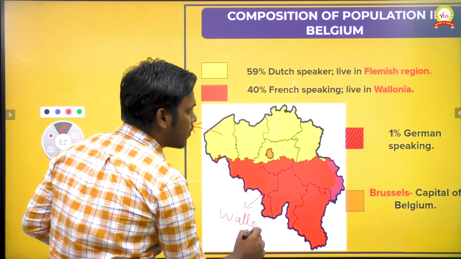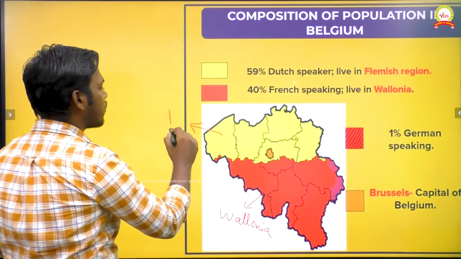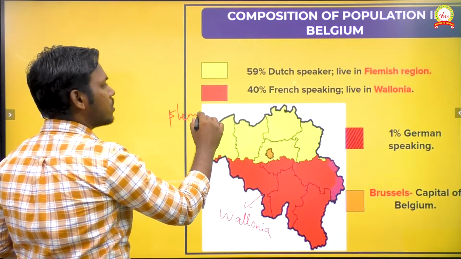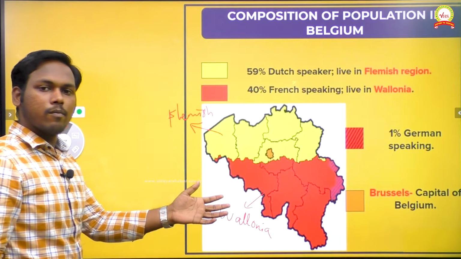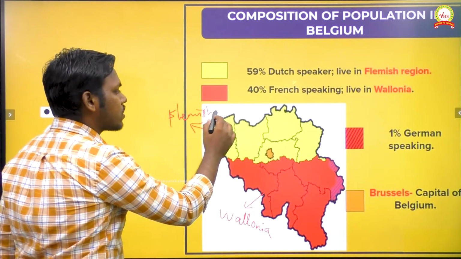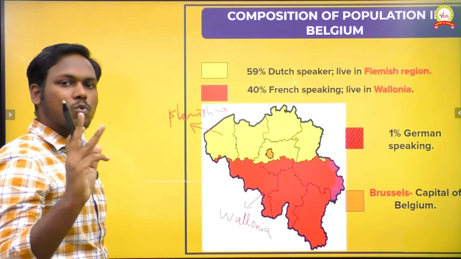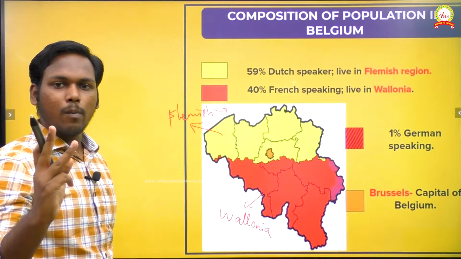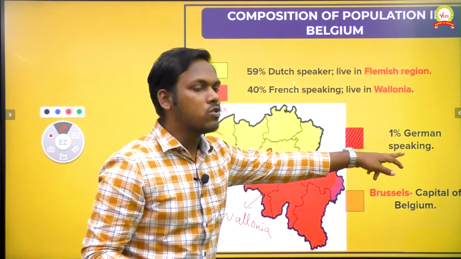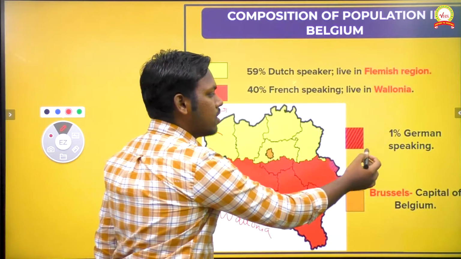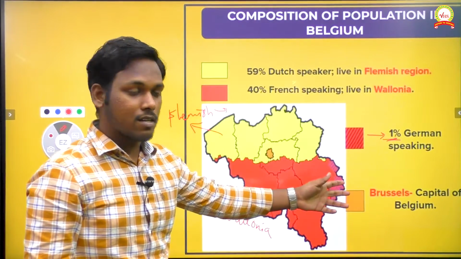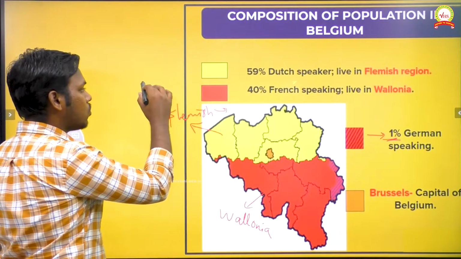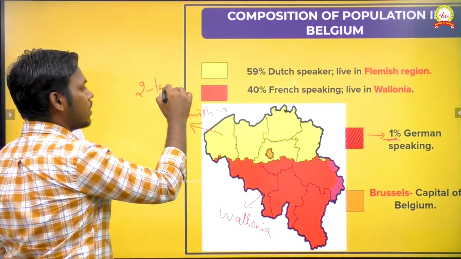Okay, so Flemish, Wallonia and Brussels. Flemish is a region, the upper region in Belgium. There are actually just two different languages spoken in Belgium, excluding German, because it comprises only 1%, so we need not worry about it. So only two major languages are spoken in Belgium.